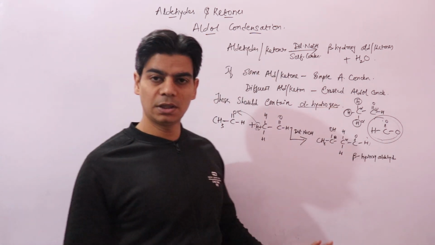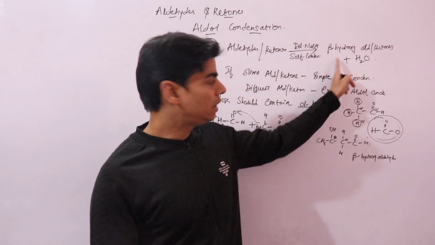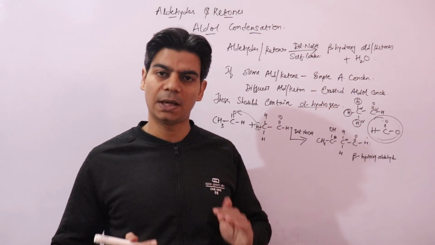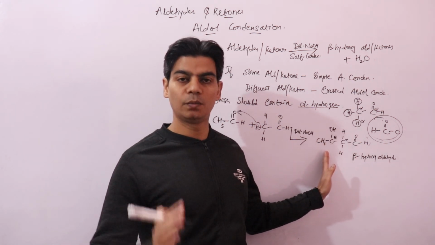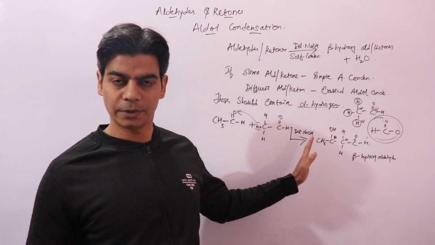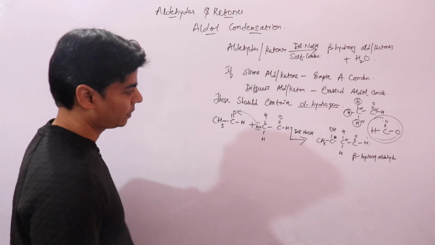Now another important thing about this reaction is that this beta hydroxyaldehyde or ketone, in the presence of dilute acids, dilute hydrochloric acid, will undergo dehydration. It will lose a molecule of water to form a stable product, right? The product is more stable than this beta hydroxyaldehyde.